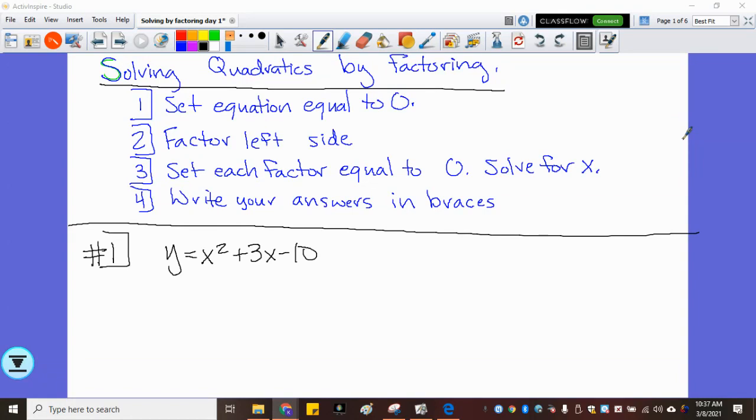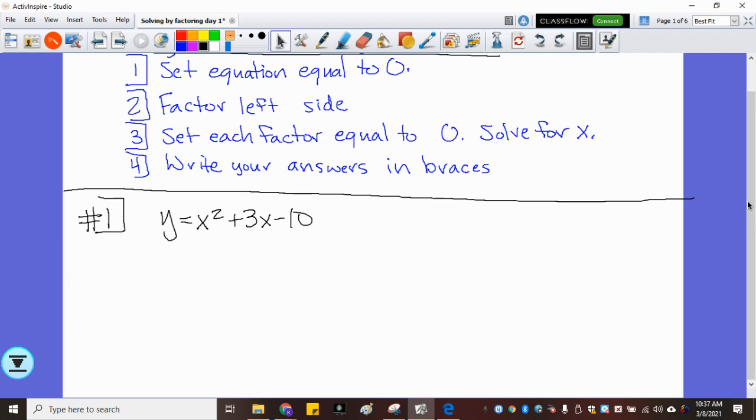Okay, so first thing you do is set your equation equal to 0. Then you factor the left side, set each factor equal to 0, solve for x, and then write it in braces, like the curly parentheses. So this is just going back to our factoring. So we have an equation.